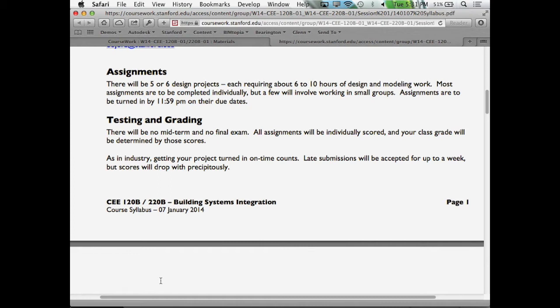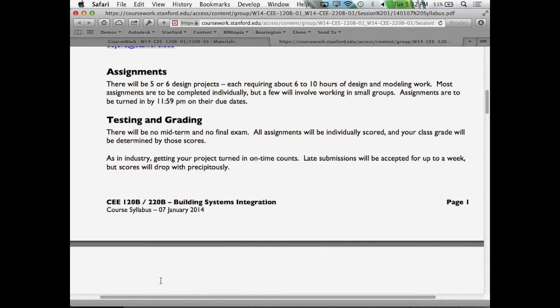In terms of assignments, everything in this class is really all about going through and completing some projects. Last time we got 5. I would say this would be 5 or 6. We never seem to make it to the 6th. There'll probably be 5 or 6 design projects that'll involve some amount of modeling work, and most of them are to be completed individually. But last quarter we had 1 that still involved working in a small group.